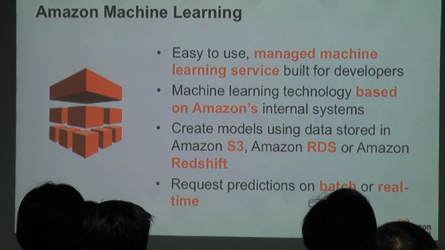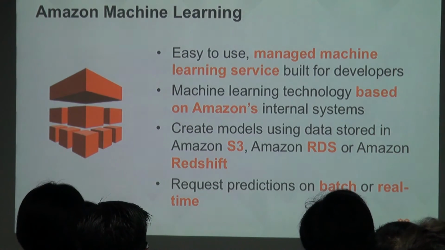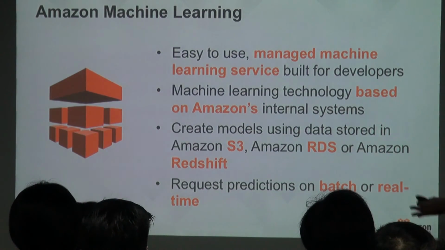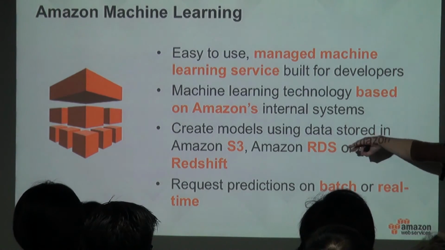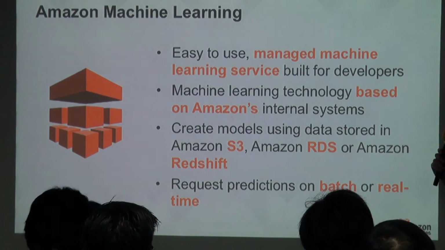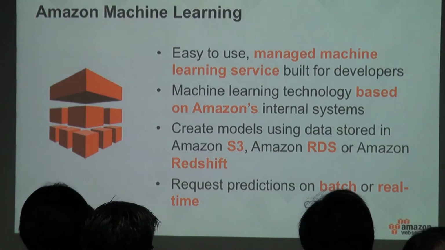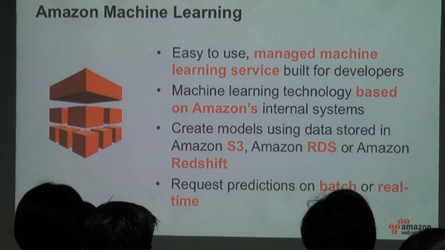What does machine learning mean? It means you create a model, you train it, you evaluate it, and then you get predictions out of it. That's what this service does for you. Where is it getting the data from? From different data sources. You can get it from S3, you can get it from your relational database, your MySQL for example, and obviously the data warehouse, Redshift. S3, RDS, and Redshift, this is where we get the data from.